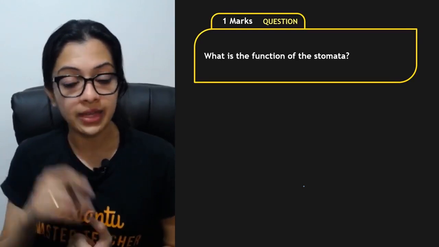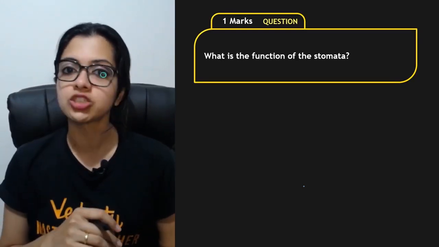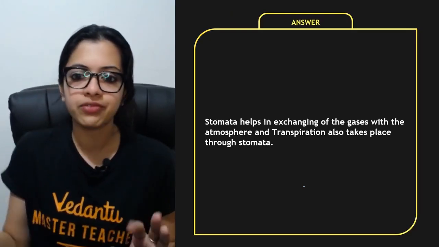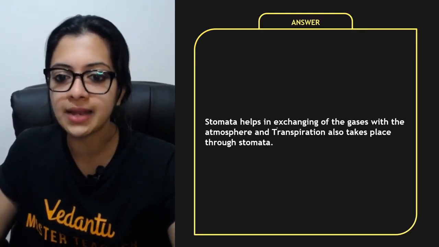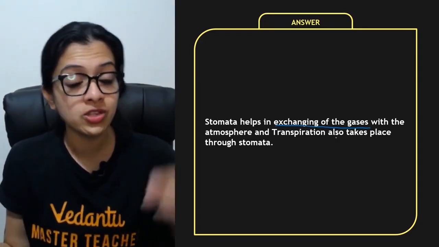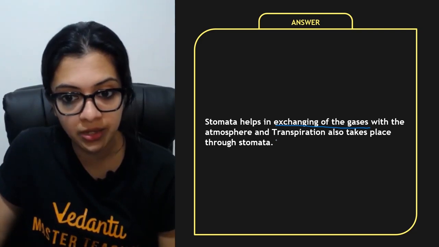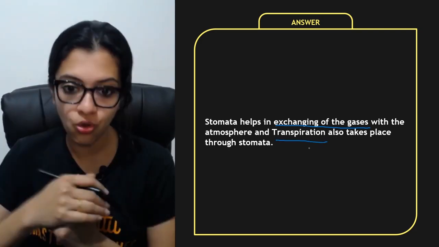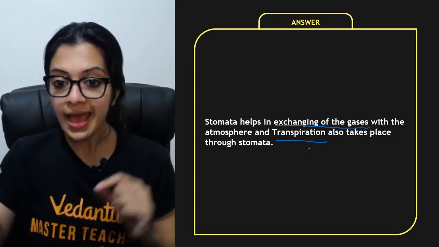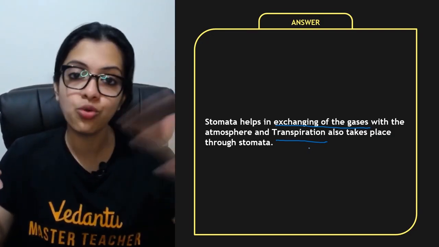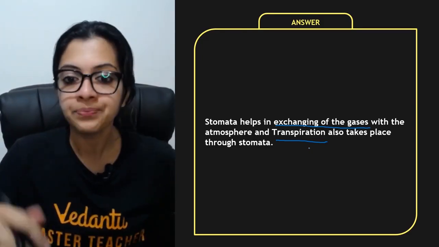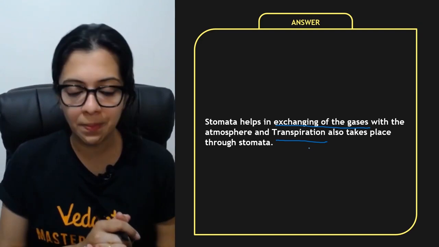Right. Now, another 1 mark question. What is the function of stomata? Now, stomata, as you know, you've been hearing this right from your lower grades. Mainly, it helps in gaseous exchange, oxygen and carbon dioxide, and also transpiration. Much of the transpiration also occurs through the stomata. And transpiration is very, very important as far as transport of water is concerned in a plant body. It acts as a pulling effect. So this is about stomata.